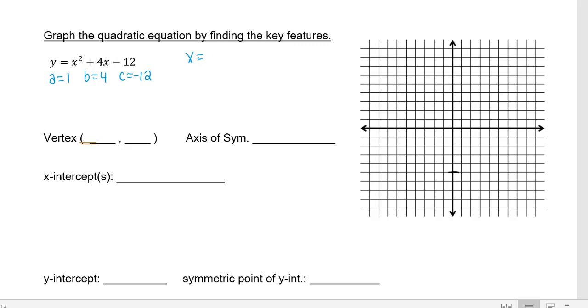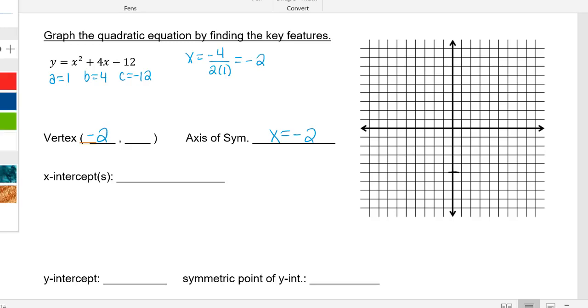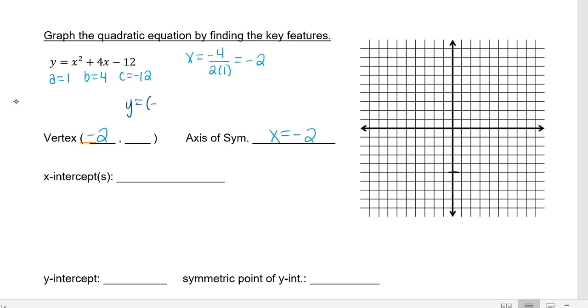So axis of symmetry is the opposite of B, all over 2A. We simplify that, and we get our axis of symmetry as x = -2, always writing it as that line. That's also the x value of that vertex, so we know that will be our input when we go to find our output, which is the y. So going back into our original function, we'll plug in -2 for x, and then simplify.